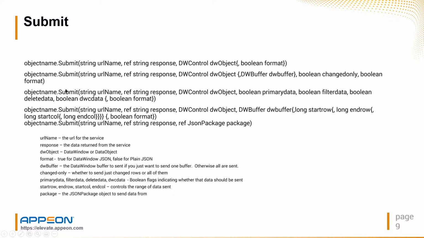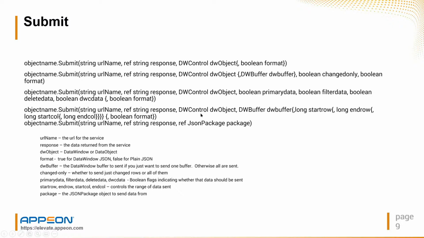Okay, so what you'll see in common here is the URL, obviously the REST service you're calling. You're not passing a verb because this only uses POST. The next argument is the response string. So you pass in a string by reference, and whatever the response is from that REST service, that's what's going to come back in that variable.